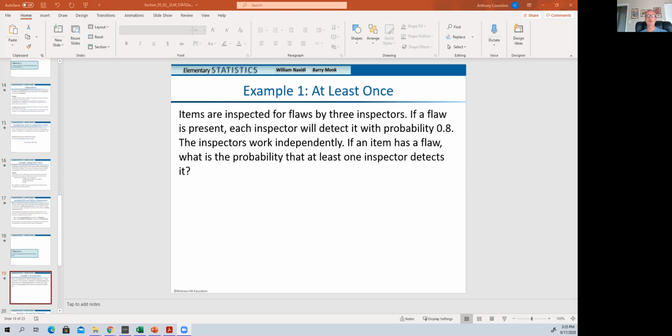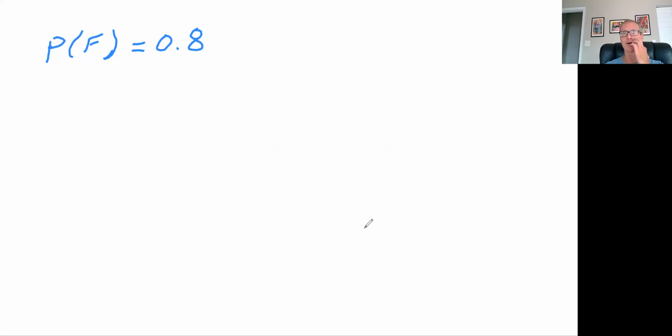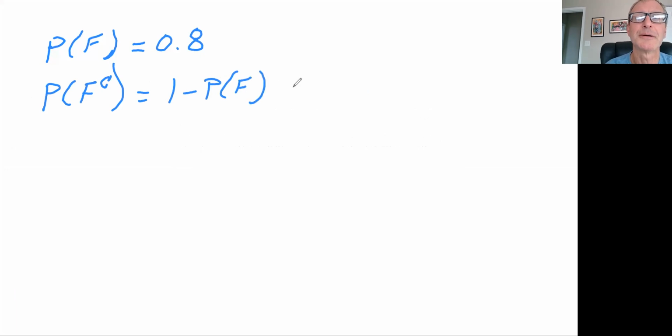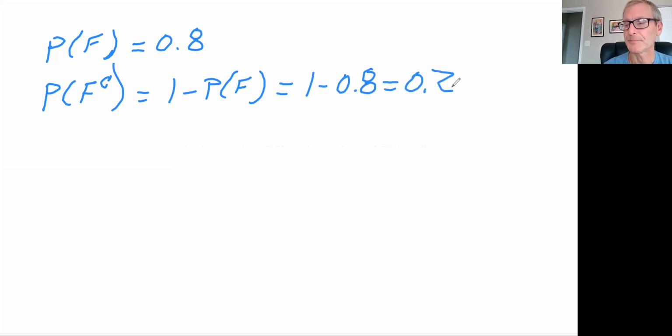Okay, so back to the whiteboard here. So the probability of finding a flaw would be 0.8. And what would be the probability of not finding a flaw? Remember, that was the complement, and that was 1 minus the probability of finding the flaw. And so that would be 1 minus 0.8, and that would be 0.2. So here's where it gets a little tricky, because what we're trying to do is calculate the probability that the inspectors fail to detect, right?